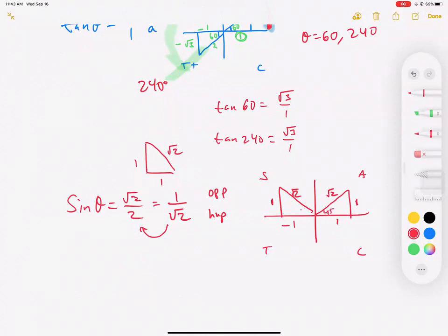So the first triangle is always easy, that's just 45 degrees. The second one, we have to crawl to the other side. That's going to be short by 45. So 180 minus 45 is actually 135 degrees. So theta here is 135 and 45.